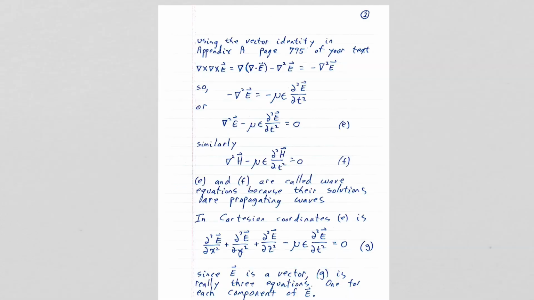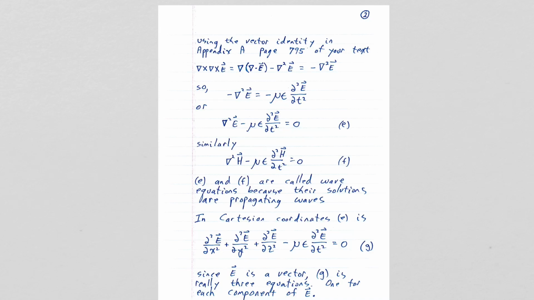Here's the result we had from the previous page, and here I'm just rewriting it. You could go through a similar procedure and get an equation for the magnetic field intensity. These two equations, E and F, are called wave equations because their solutions are propagating waves.